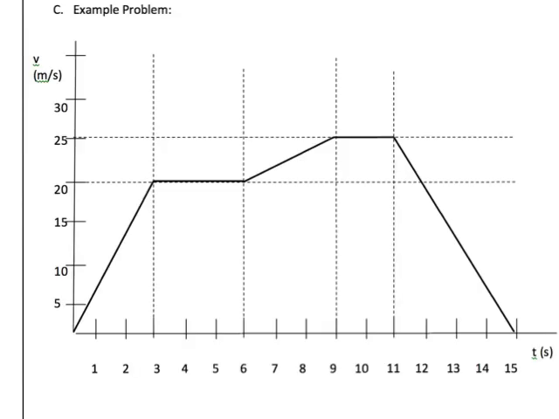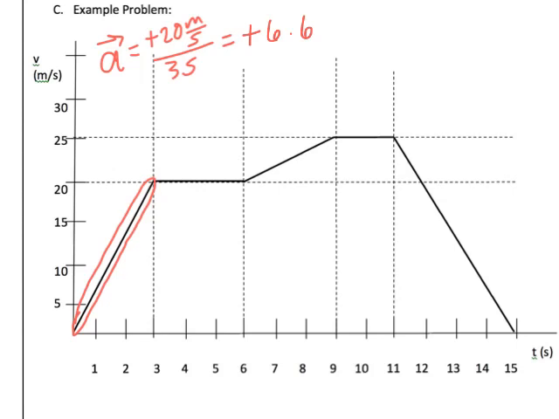The first question asks you to find the acceleration from 0 to 3 seconds. Because this is a velocity time graph and we're looking for the acceleration, we should be finding the slope. Since we are asked to find from 0 to 3 seconds, that means that we are going to be finding the slope of this line from 0 to 3 seconds. So what we would do is simply say the acceleration is, and we have a rise of 20 meters per second and a run of 3 seconds. So this is going to give us a value of positive 6.6 repeating meters per second squared.